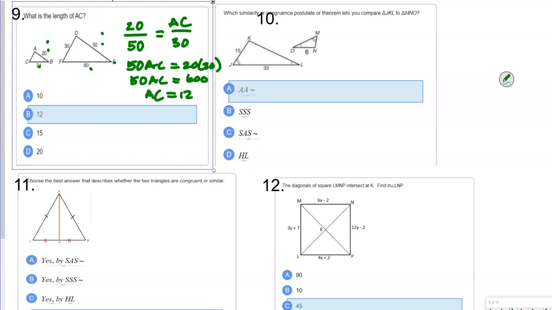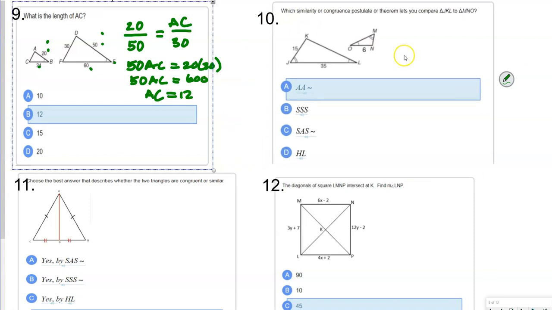The next one says which similarity or congruence postulate or theorem lets you compare JKL to MNO? Well, first of all, we know it's not congruent, right? So it can't be this one and it can't be this one. The other two have the similarity statements on it, right? And so what do you see? We see one arc at L and O, right? And then we see two arcs at J and M. So that's why it's angle, angle, okay?